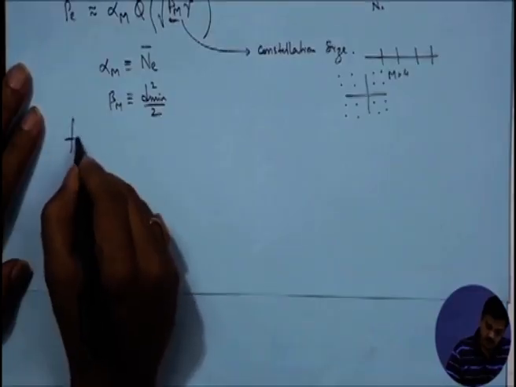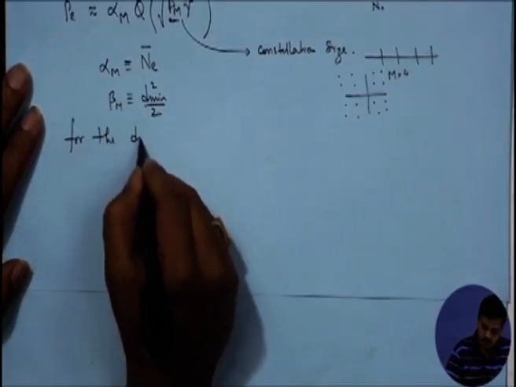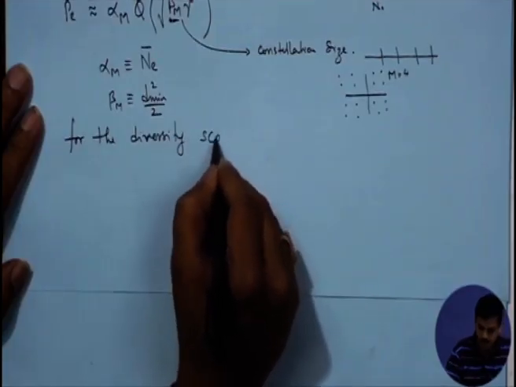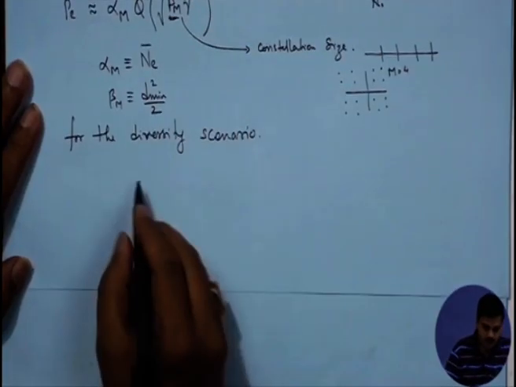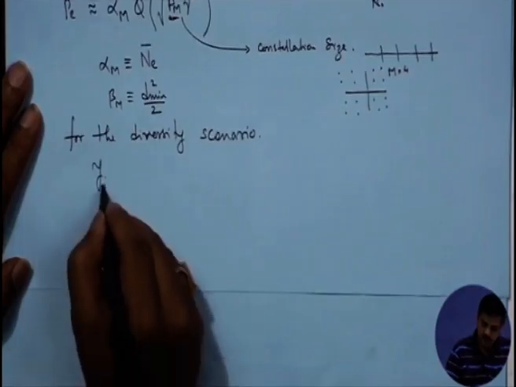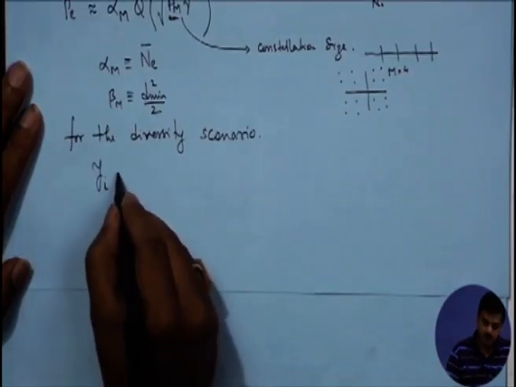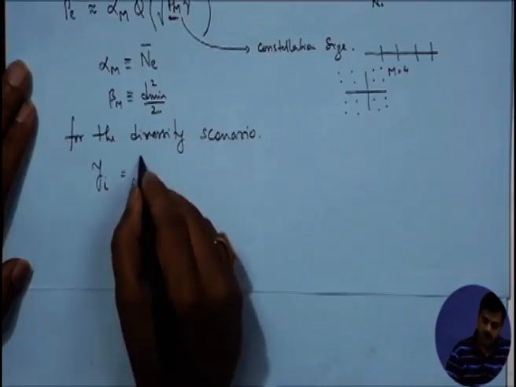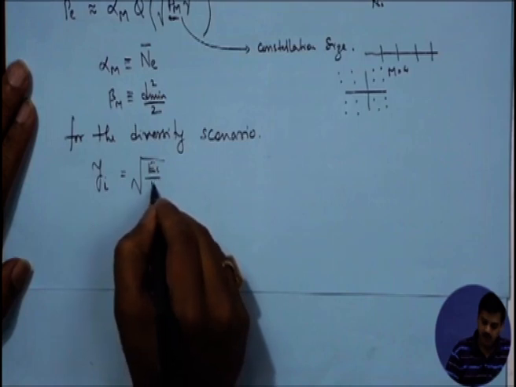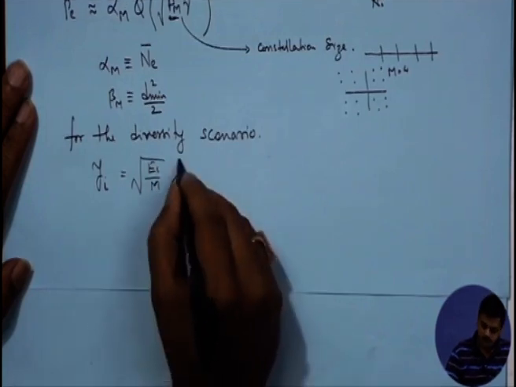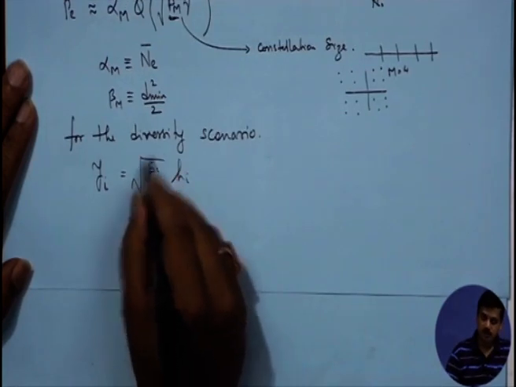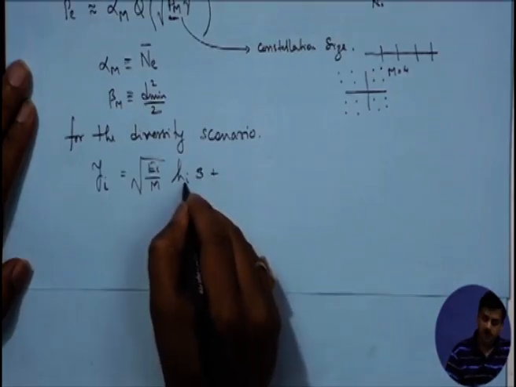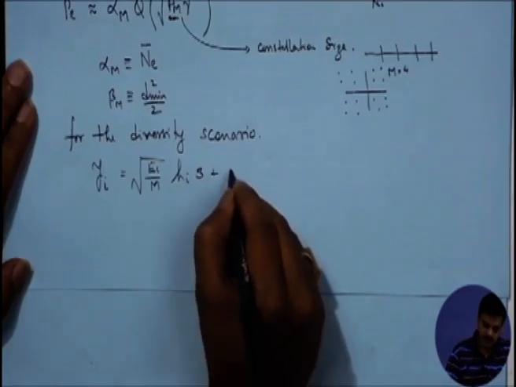So for the diversity scenario, we said that the received signal in the ith branch, or the ith instant of time, or ith frequency, is root over Es by m, assuming there are m transmissions, and it is done in such a way that the total energy remains the same, times the channel coefficient for the ith copy of the signal. S is the signal.